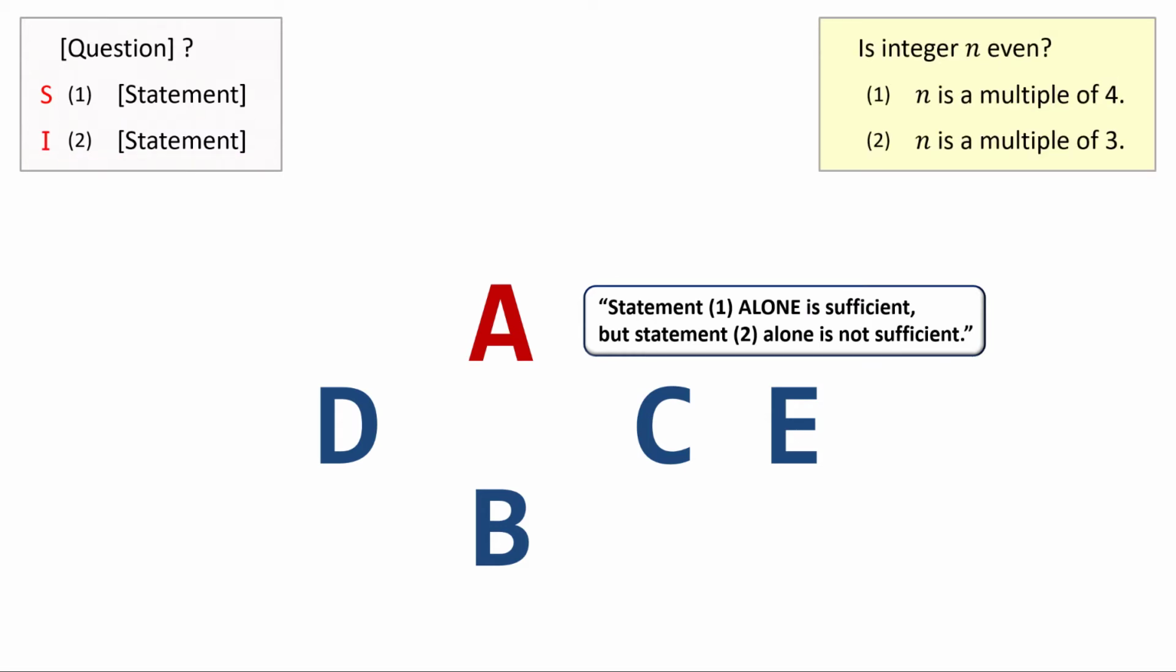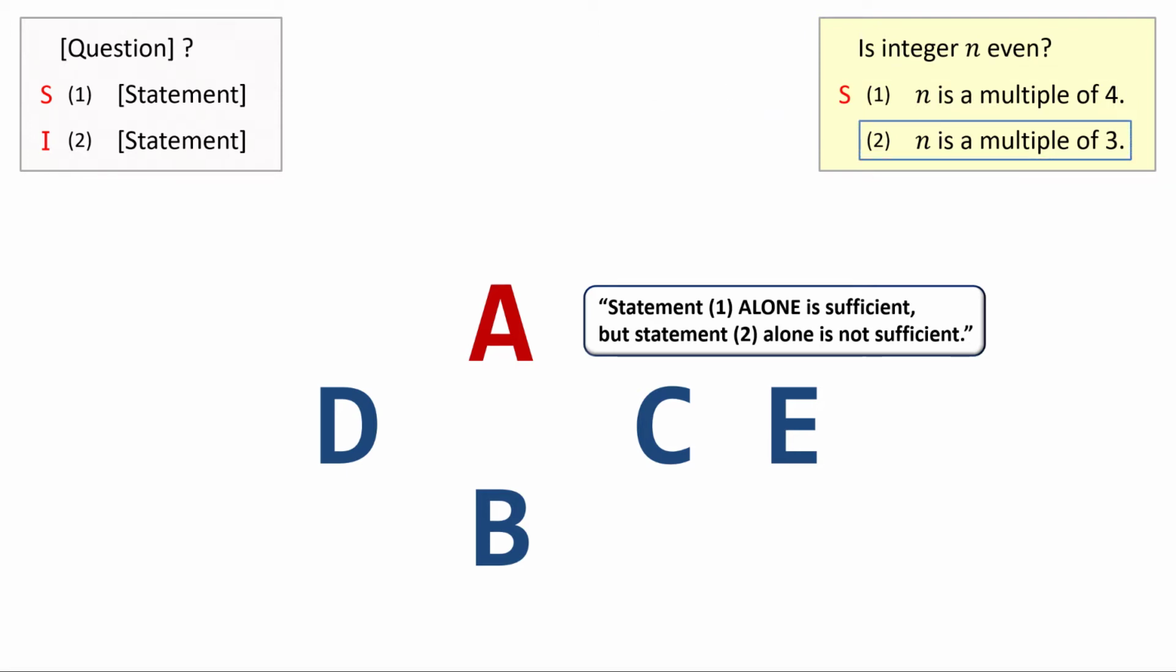Here's an example. The question asks, is integer n even? An integer, by the way, is a whole number, like 2 or 3, but not like 2.5. Statement 1 informs us that n is a multiple of 4. This means that n is a number such as 4, 8, 12, 16, etc. All multiples of 4 are even, so statement 1 implies that n must be even. Thus, statement 1 is sufficient to answer the question.